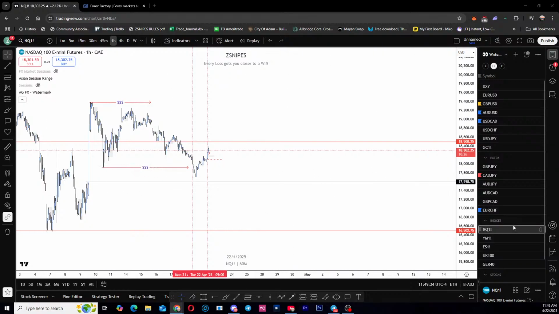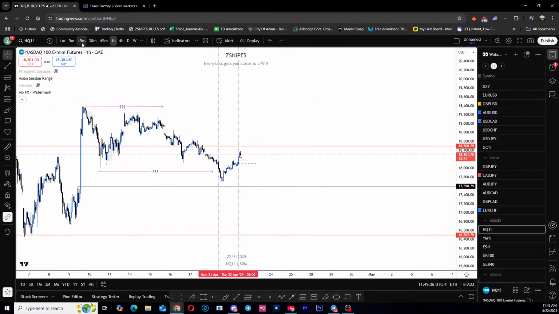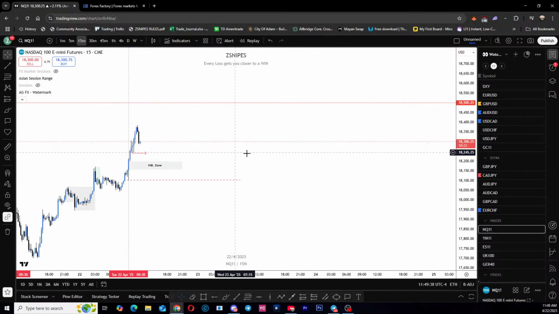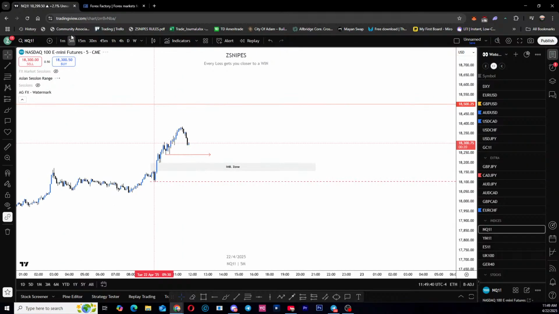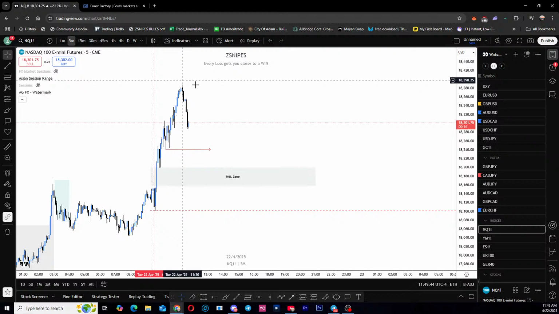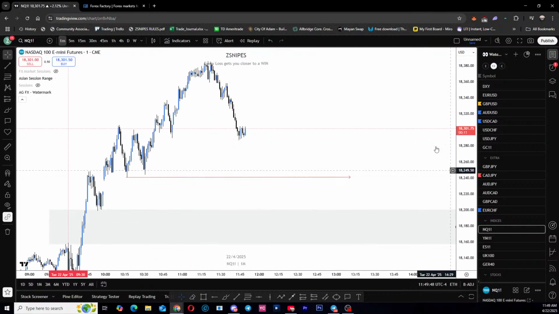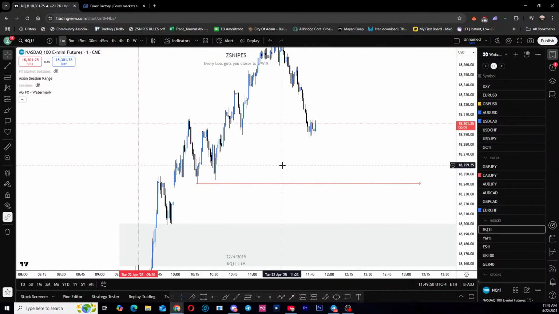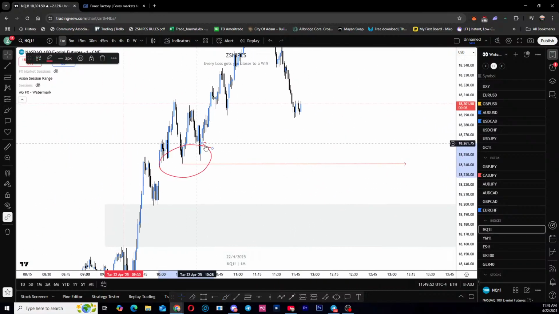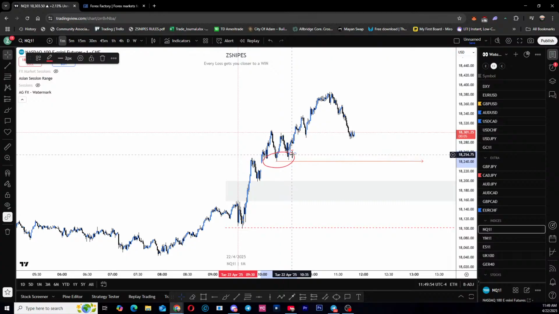Okay, you're in sales. Yeah. So first, if you need to take partials, take partials. All right. Whatever you can, just get something off the table. Whatever you risk, get something off the table. But as for targets, this low here and that imbalance.